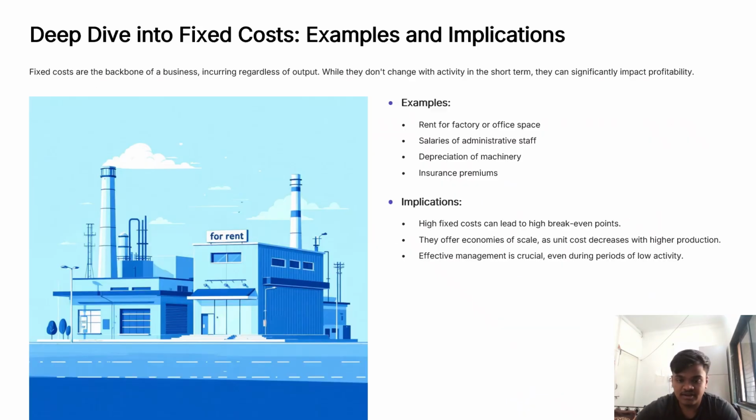Coming to the next slide, fixed cost. Fixed cost remains the same even if the production increases or decreases in the short term. Examples include factory or office rent, administrative salaries, machine depreciation, insurance premiums. Fixed costs give stability, but if they are too high, the company must sell more to break even.